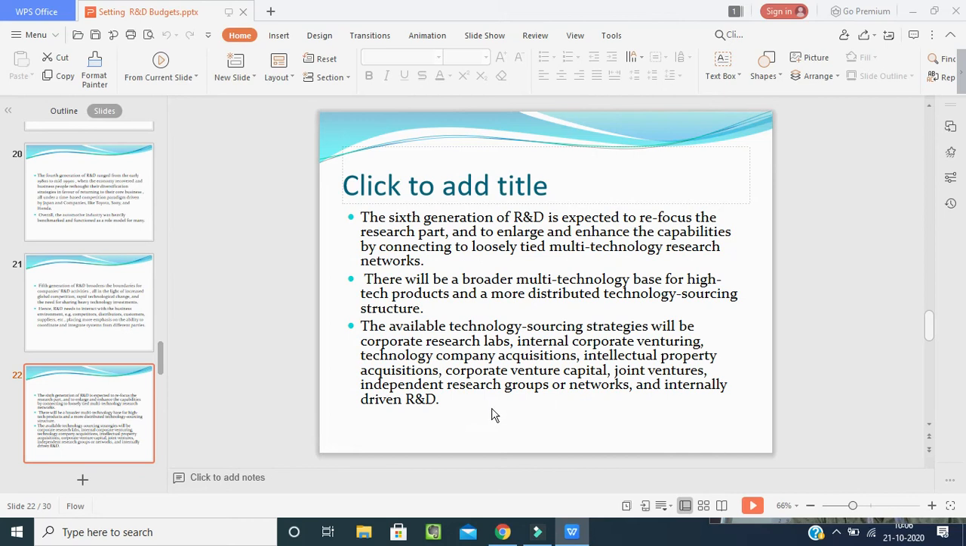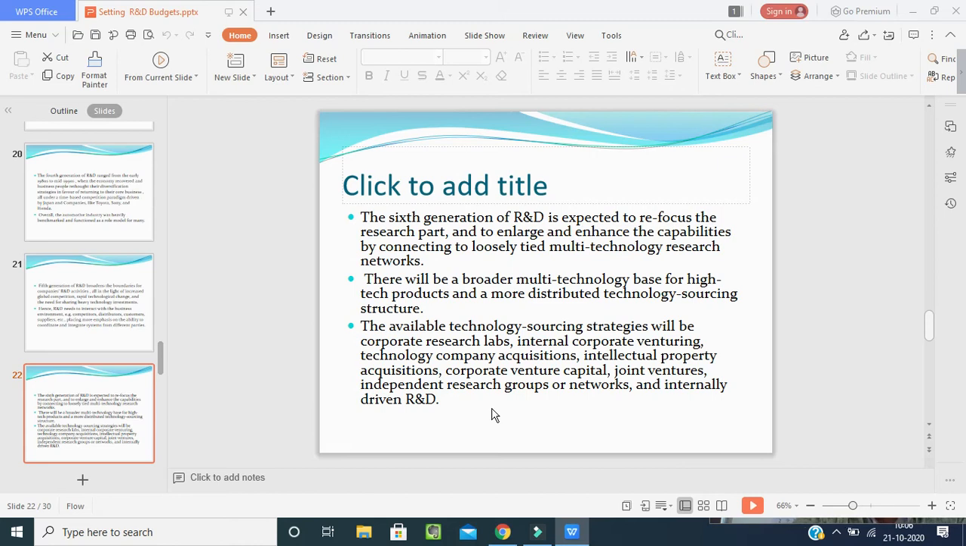Now coming to the sixth generation, which also started from 2005 onwards. 2005 to 2008, and it's still going on. So what is the sixth generation of R&D doing? It is expected to refocus the research part and to enlarge and enhance the capabilities by connecting to loosely tied multi-technology research networks. There will be a broader multi-technology base for high tech products and a more distributed technology sourcing structure.